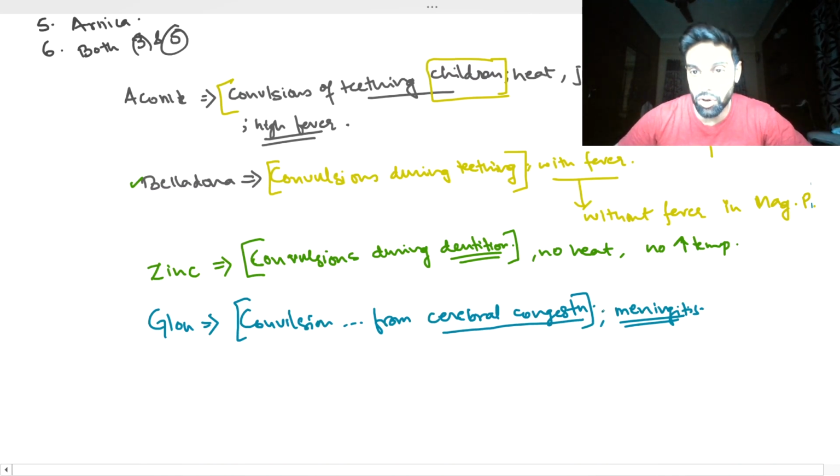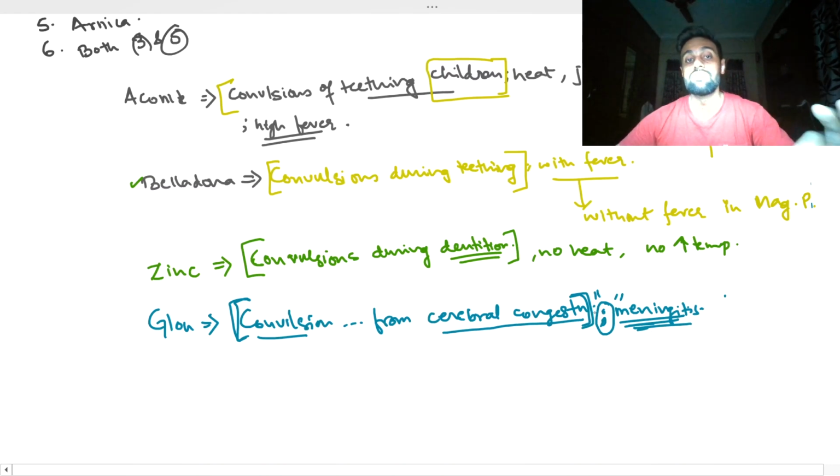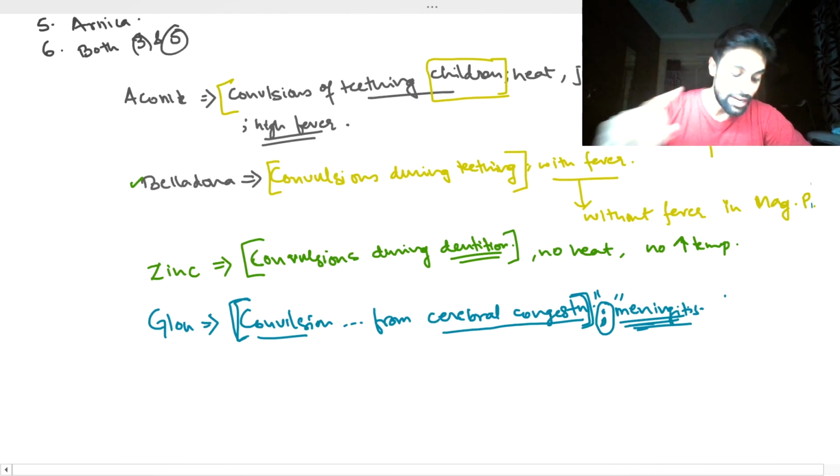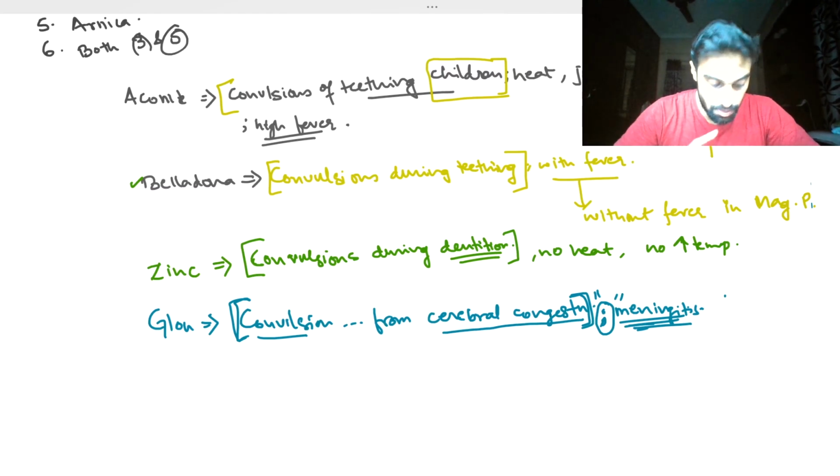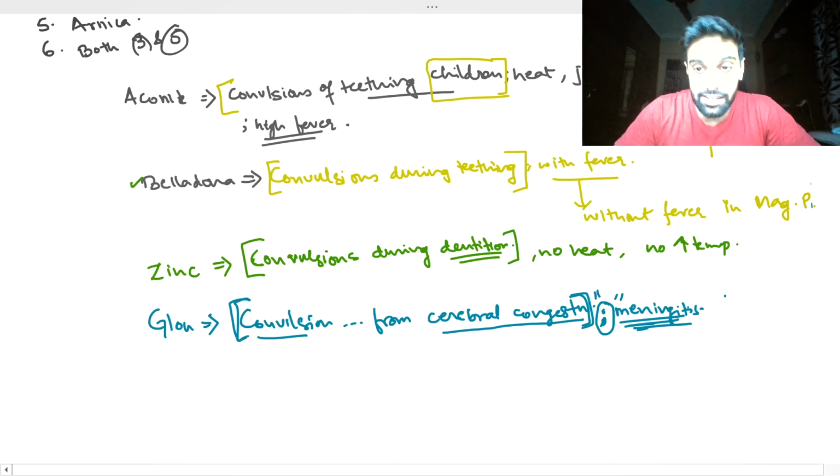Okay, this semicolon, I hope all of you know the meaning of this semicolon. This symbol represents that this symptom has ended and this is a new symptom. Means the MCQ can be convulsions during meningitis. Even though the entire sentence has not been mentioned in the MCQ, if the question is convulsions during dentition or convulsions during meningitis, then that is one separate MCQ.